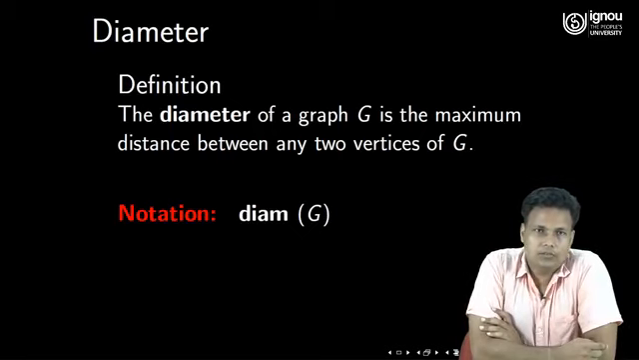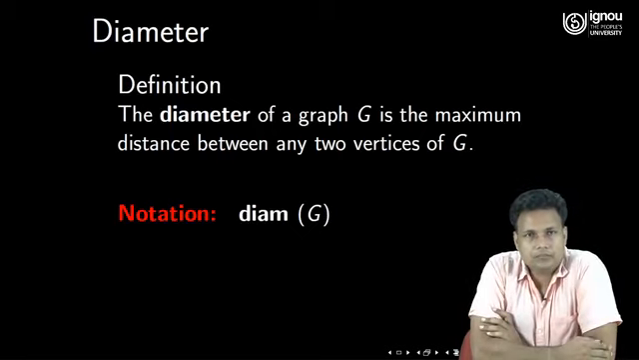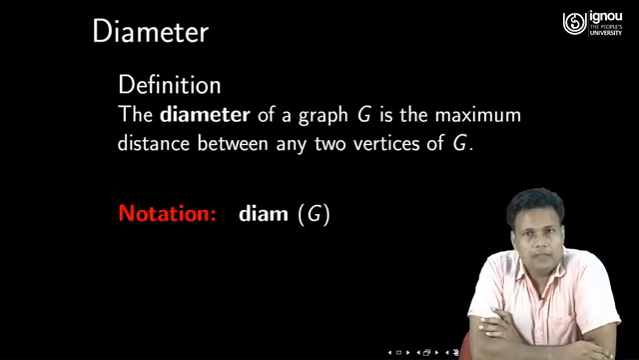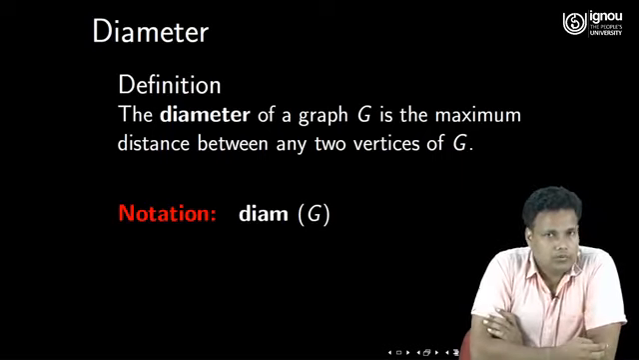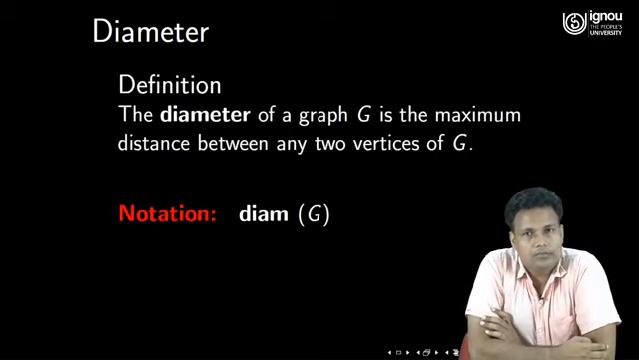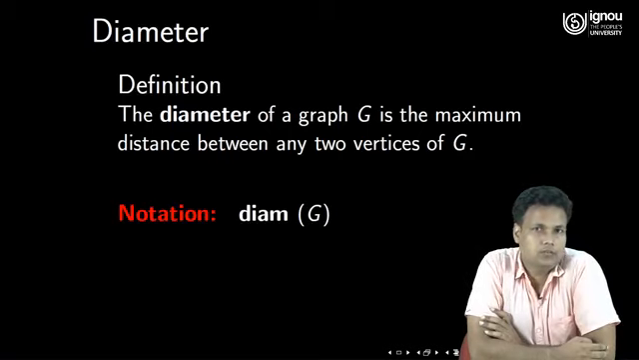Okay, now let's come to the concept of diameter. The diameter of a graph is the maximum distance between any two vertices of G, and we shall use the notation diam(G) to denote the diameter of a graph. To compute the diameter of a graph, we have to essentially pick any two vertices and find the maximum distance between these vertices.